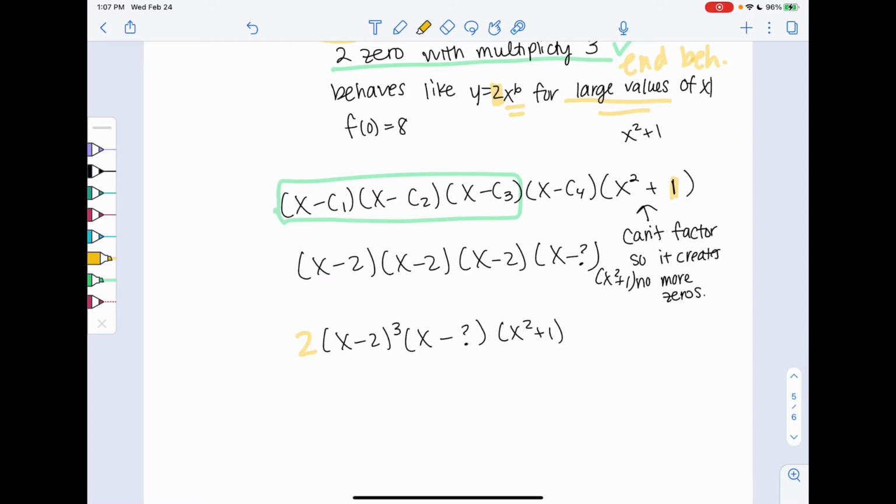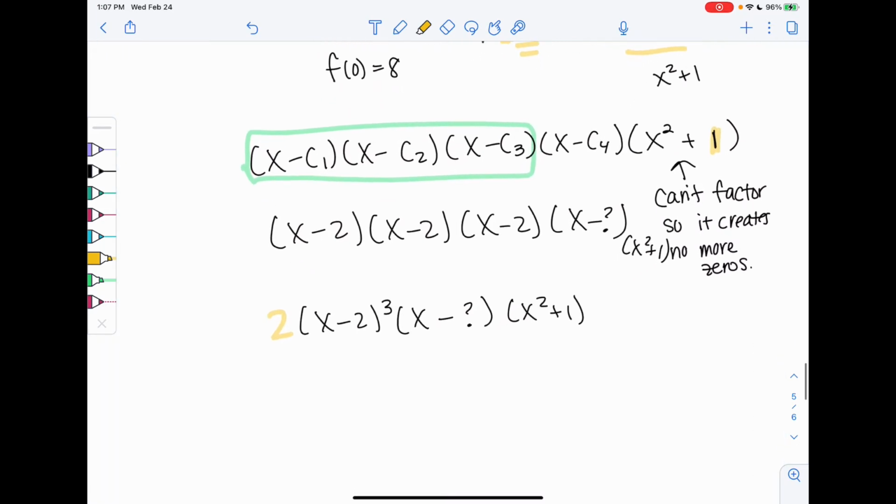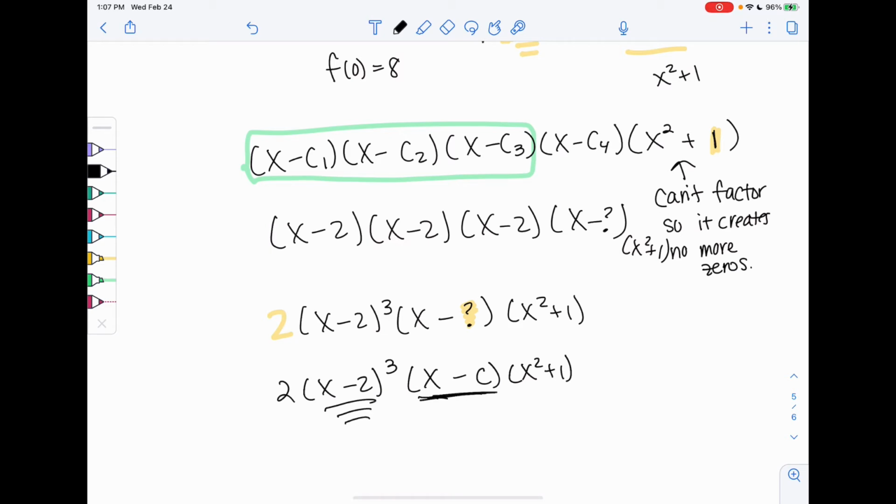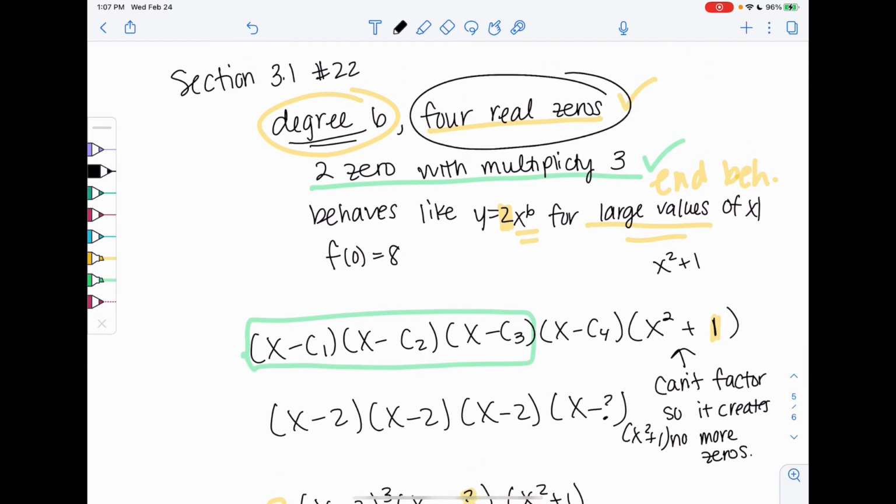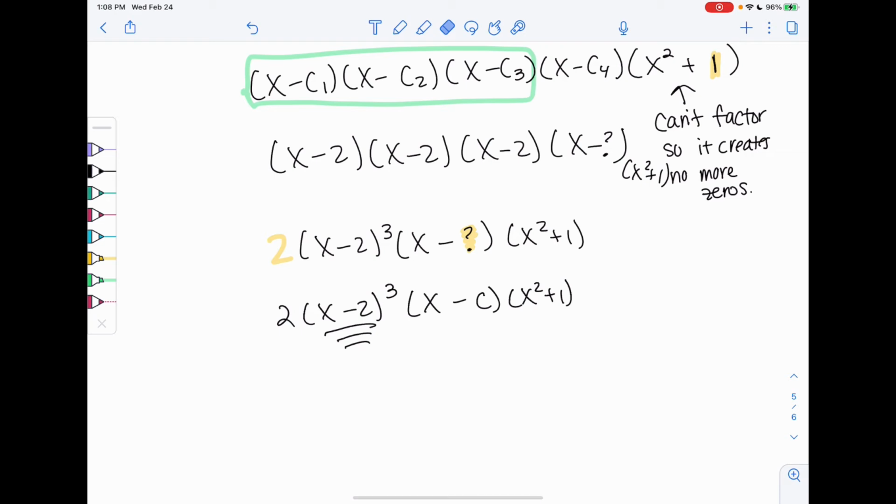And then this is new, f of 0 equals 8. So I think if I plug in 0, that'll help me figure out what that last 0 needs to be. So 2 times x minus 2 cubed, x minus, let's call it c, and then x squared plus 1. So we're going to plug in 0 to figure out what my fourth 0 is. So we have 2, 2, 2, and then our fourth real 0 for 4 real zeros. If you chose a different quadratic for this one, then you might get a different 0. So this is not the only answer, but this is an answer.